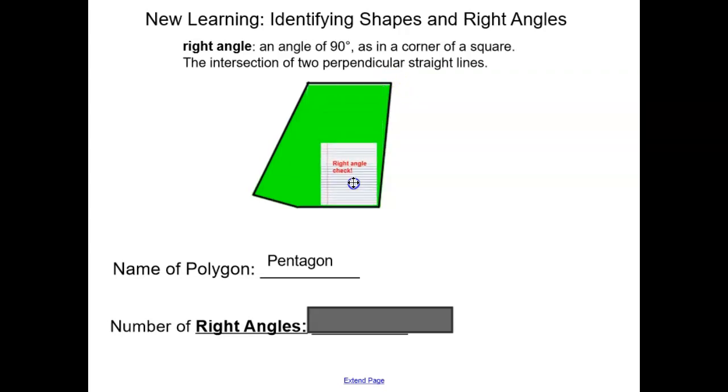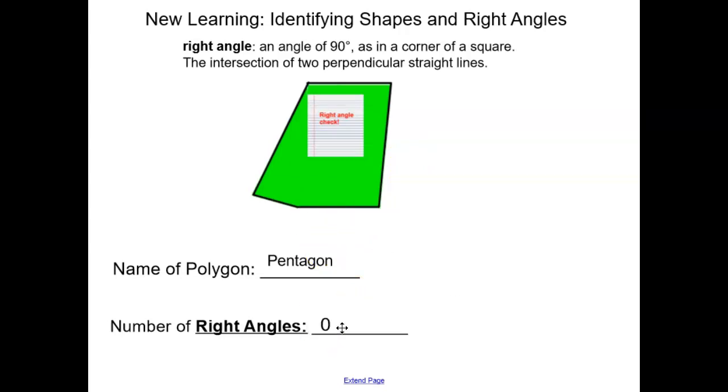Let's check this one. Ooh, the same thing. Look, the angle is angling outward, not straight up. So even though it's close to a right angle, this pentagon doesn't have any right angles. There is no place where 2 sides meet perfectly straight across and straight up. So if you said 0, you are correct.